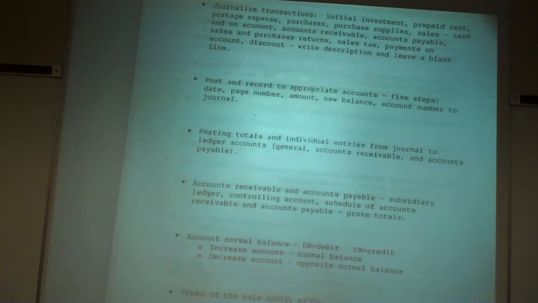Does it always equal? We might have a cash short, a cash over. So when you get to the final exam review, make sure that you look at that, the official name of that account. Cash short and over, I think, was the official name of that account. Because it may not always match up.